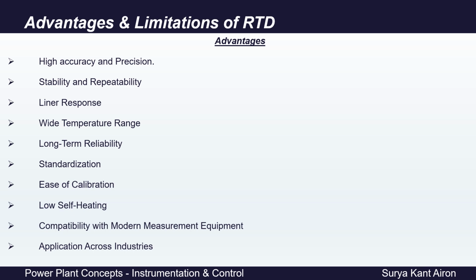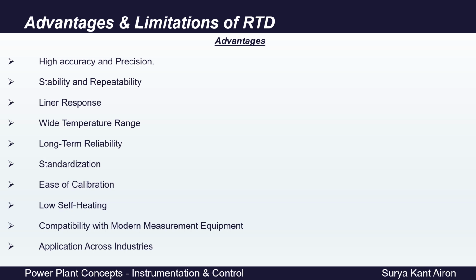Next is the ease of calibration. The calibration of RTDs is relatively straightforward due to their linear relationship between the resistance and temperature. This simplifies the calibration process and contributes to the accuracy of temperature measurement. Also, these RTDs exhibit low self-heating effect, minimizing interference with the temperature being measured. This is crucial in applications where the sensor's influence on the temperature is to be kept minimal.